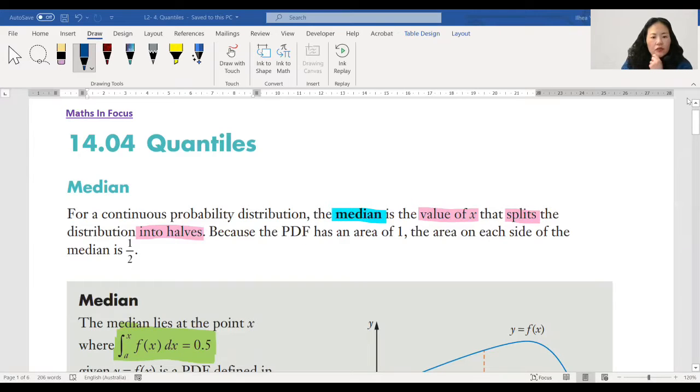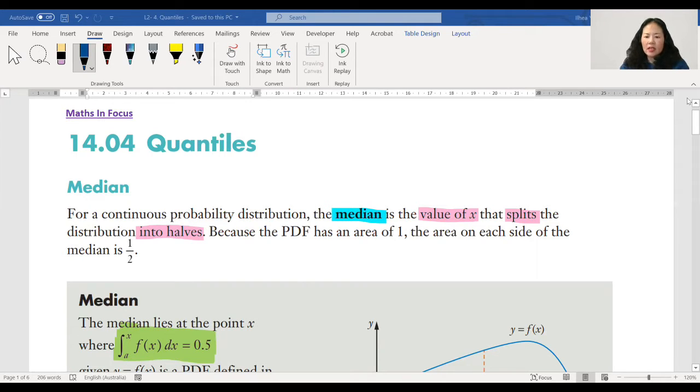Okay, so 1404, quantiles. Now, we've done mode last period, which was the maximum point. Today, we're doing median. Okay, so median is something to do with the middle, isn't it? For a continuous probability distribution, the median is the x value we are looking for that splits the distribution into halves. Because the PDF has an area of 1, the area on each side of the median is half.